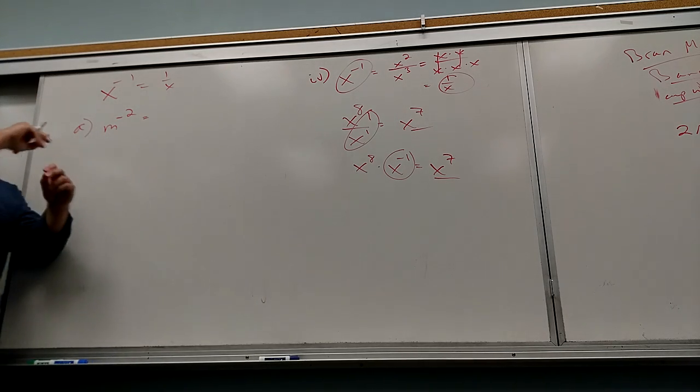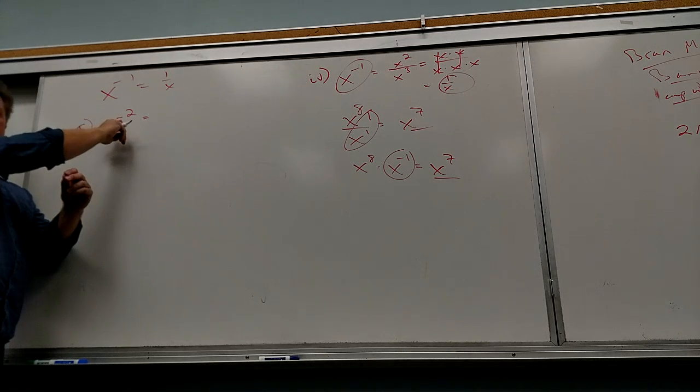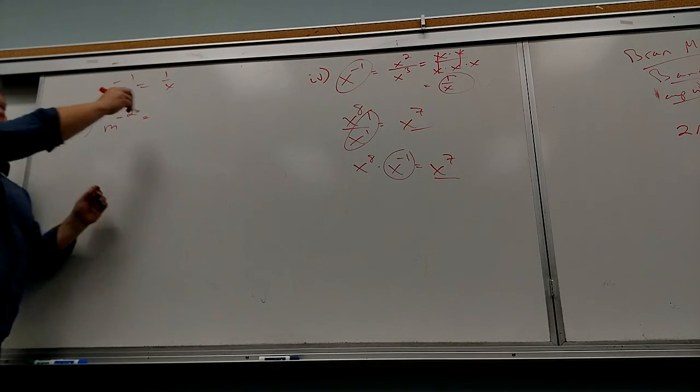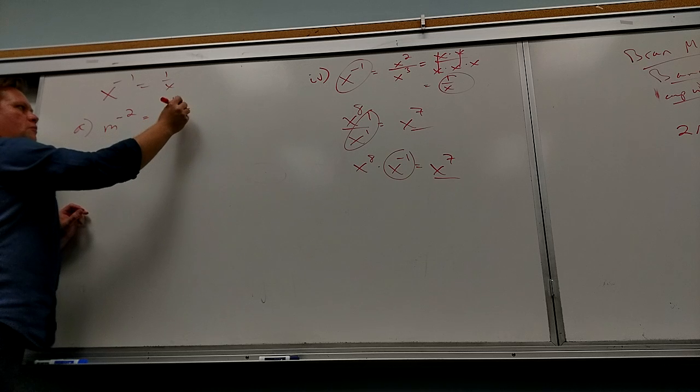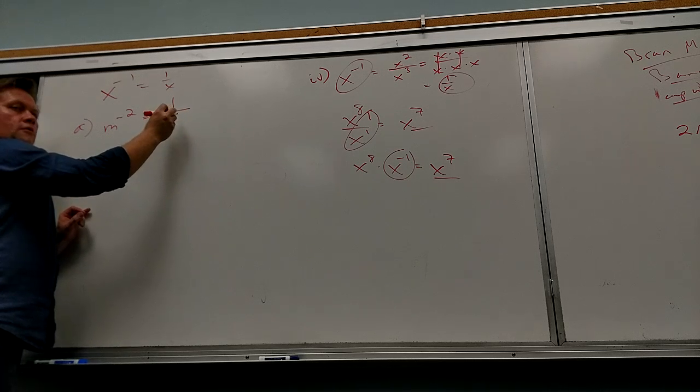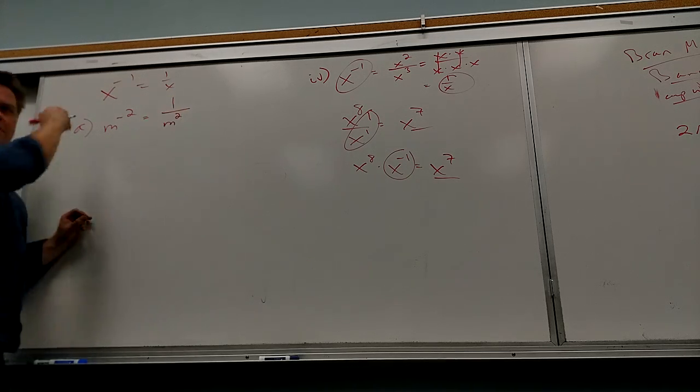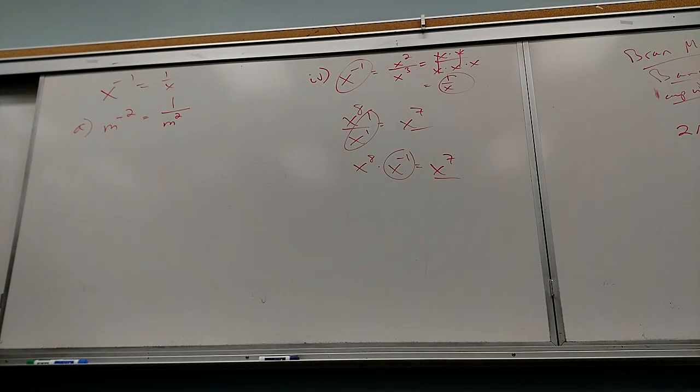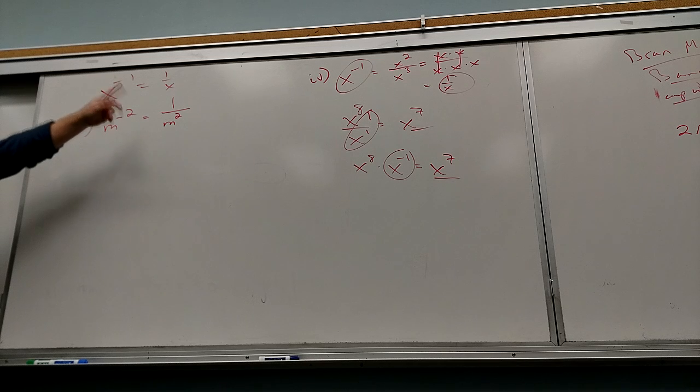What am I doing to the m? Flipping it and then squaring it. So it'll be, let me just write it. What do you guys think about it? X to the -1 was 1 over x to the 1. M to the -2 is 1 over m squared.